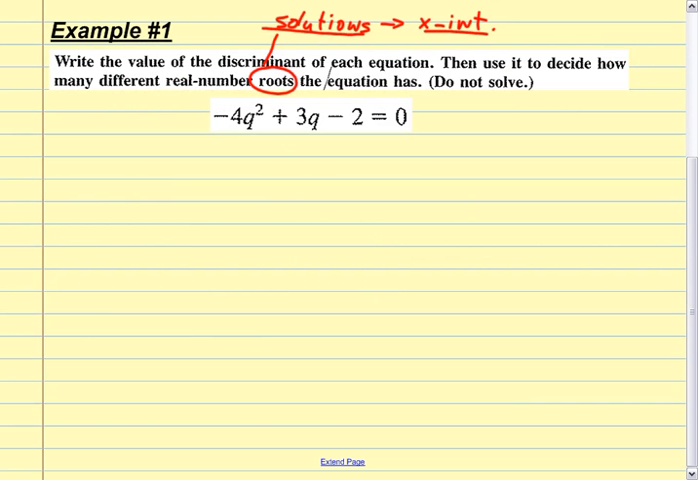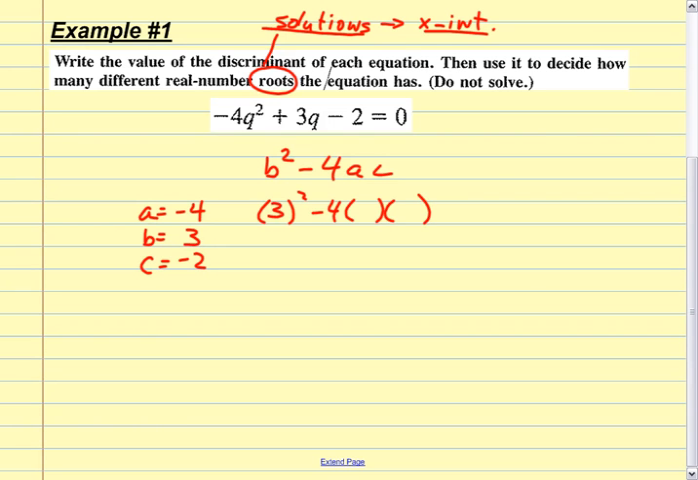Okay? Now, let me scoot down a bit so we have some room. The discriminant is b squared minus 4ac. A is equal to negative 4. B is equal to positive 3. C is equal to negative 2. Plug it in. B squared minus 4ac. 3, negative 4, negative 2. Let's see. 9 minus minus minus. That's negative 32. Right? 9 minus 32 is negative 23. Max, how many real number solutions does this equation have? It has no solutions. Okay?